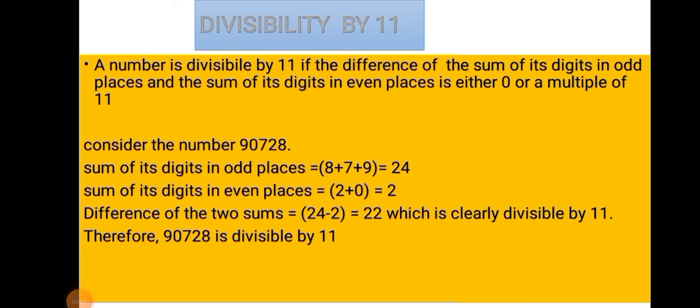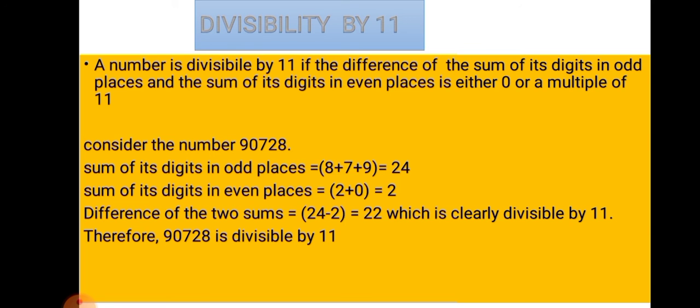Divisibility by 11. A number is divisible by 11 if the difference of the sum of its digits in odd places and the sum of its digits in even places is 0 or a multiple of 11. Remember, here you should see the places, odd places and even places, not even numbers or odd numbers.